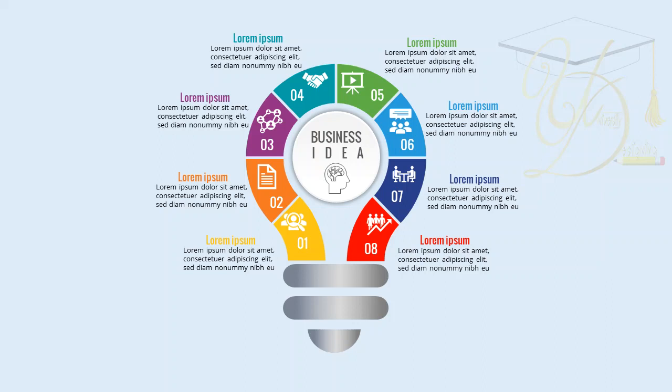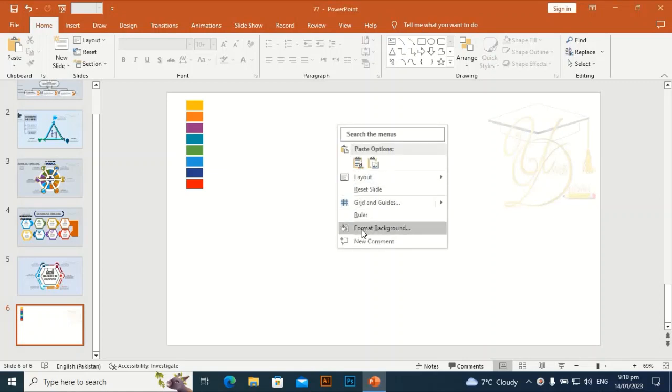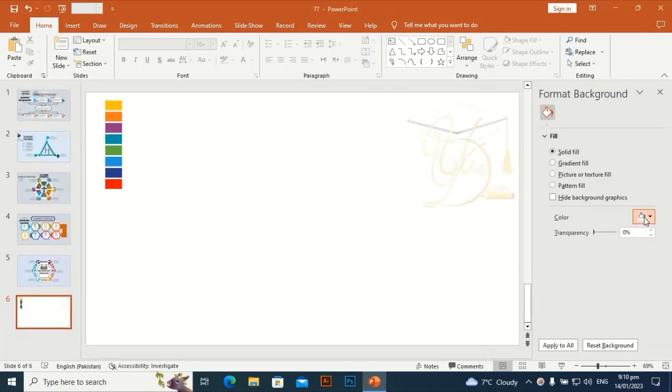Tutorial. I'm going to show you how to design this beautiful infographic in PowerPoint. The keys that I'm using during the design you can see in the bar below. Follow these keys and watch the video till the end. Go to Format Background. I'm going to give it a different color.